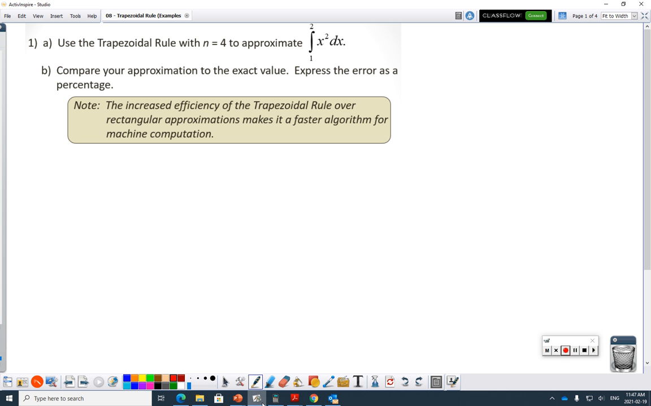This is warming up for tougher situations is what we're trying to do here. We're trying to come up with something that can be used as a computer program to calculate integrals very quickly and easily as opposed to going through a lot of different steps. Okay.